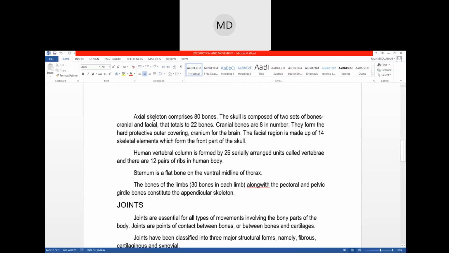Okay, so the axial skeleton, that is the skull and everything, in total has 80 bones. The total number of bones in humans is 206, so out of the 206, 80 bones are included in the axial skeleton. In the skull there are cranial and facial bones. Cranial means the head region. Facial means the face region, the bones present in the face, jaws and everything. Cranial means the skull region, the head region.